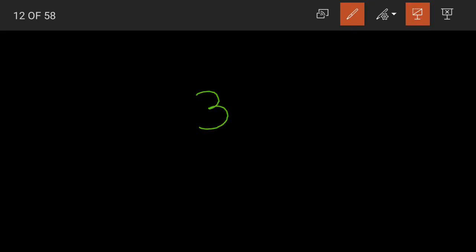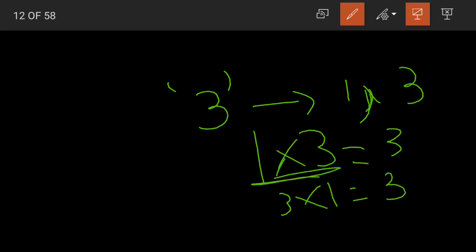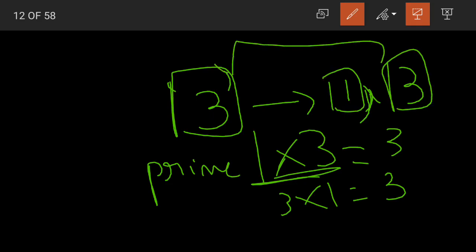Another example would be 3. If you look at the number 3, it has only 2 factors, that is 1 and 3. We have 1 3 is 3, or 3 1s are 3. Yes, it has only two factors, that is 1 and 3, children. So what does 3 become? 3 becomes a prime number. It is having only two factors, 1 and itself. Itself is nothing but our 3. So this makes 3 a prime number.